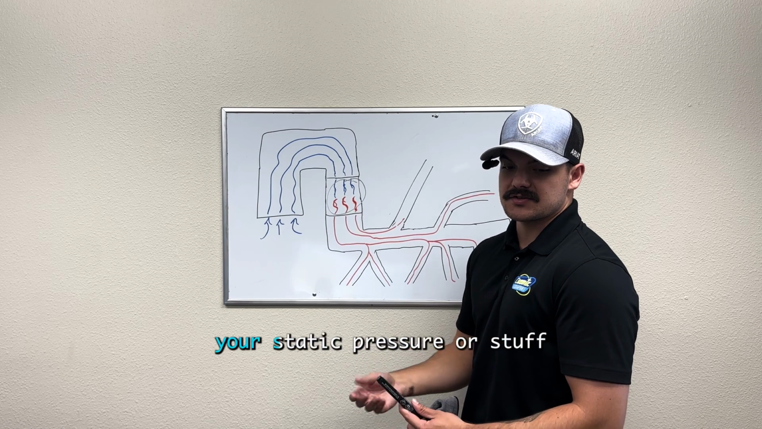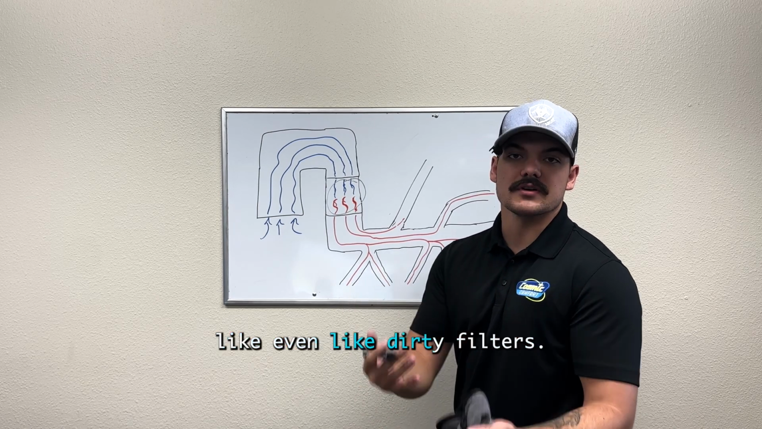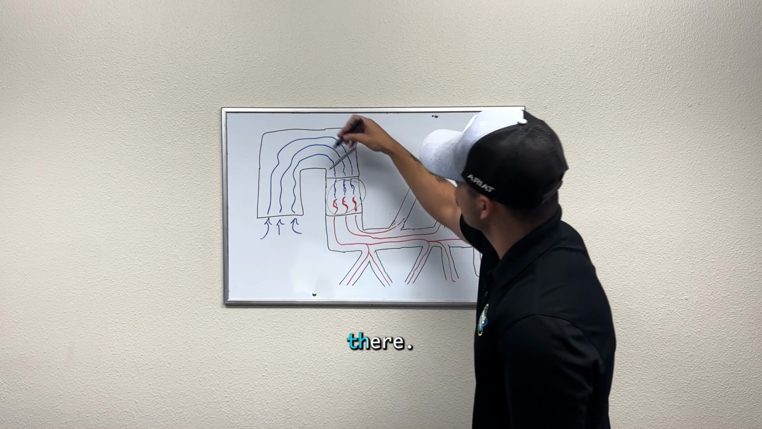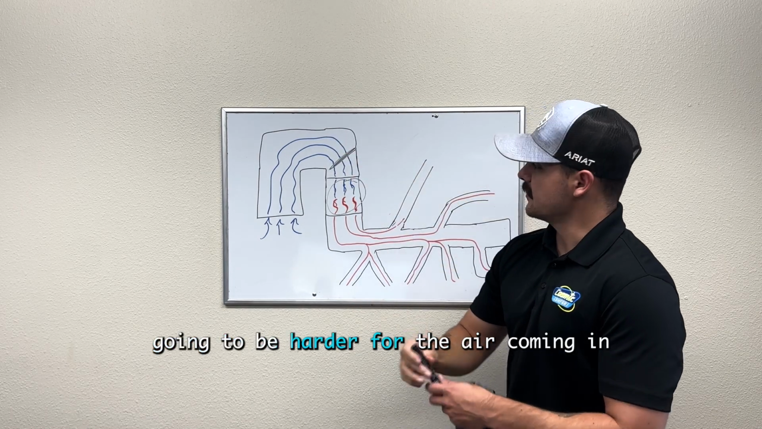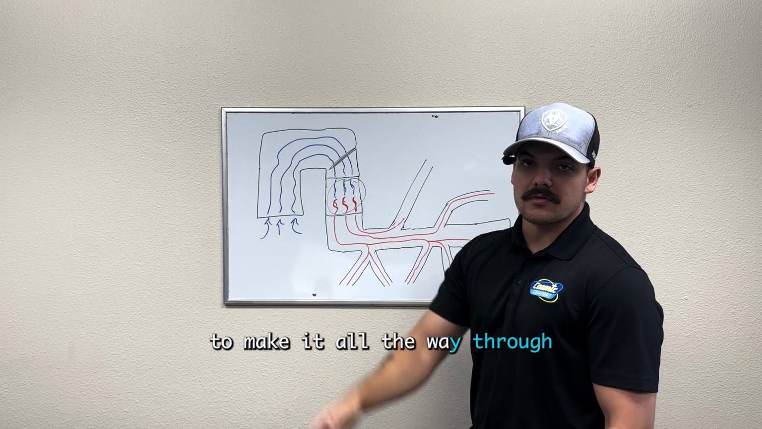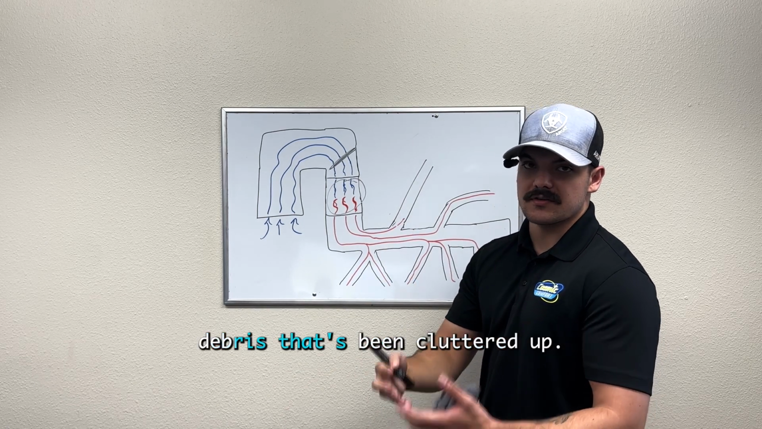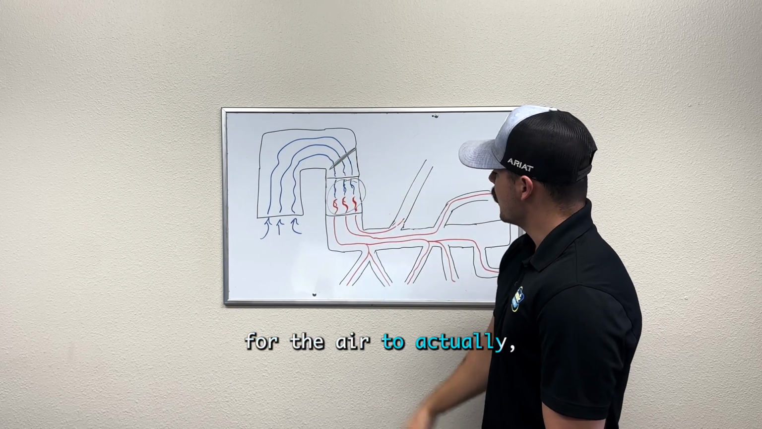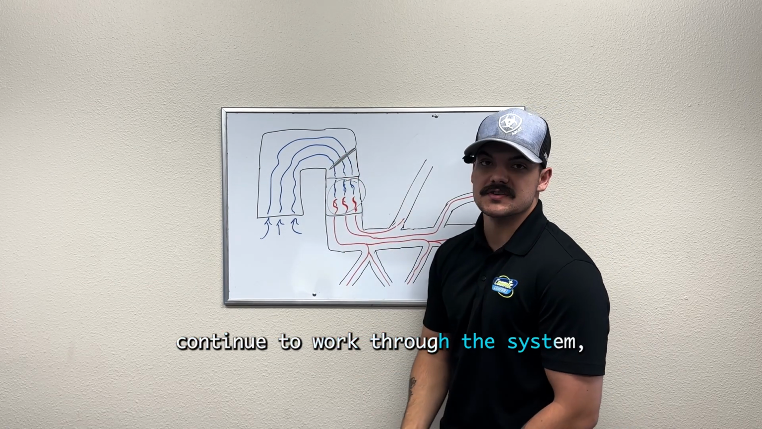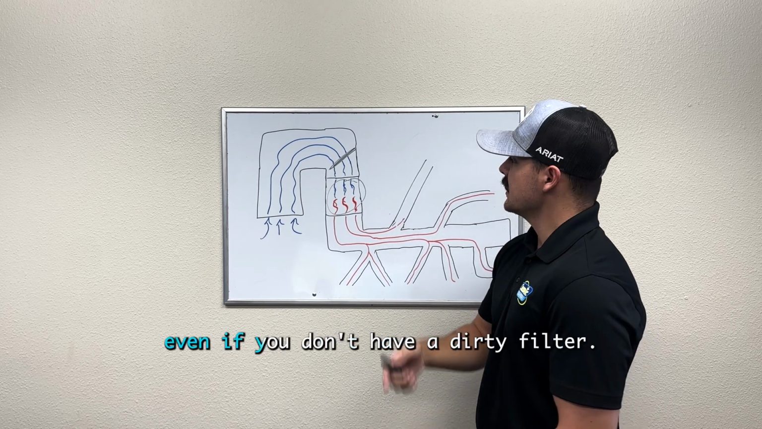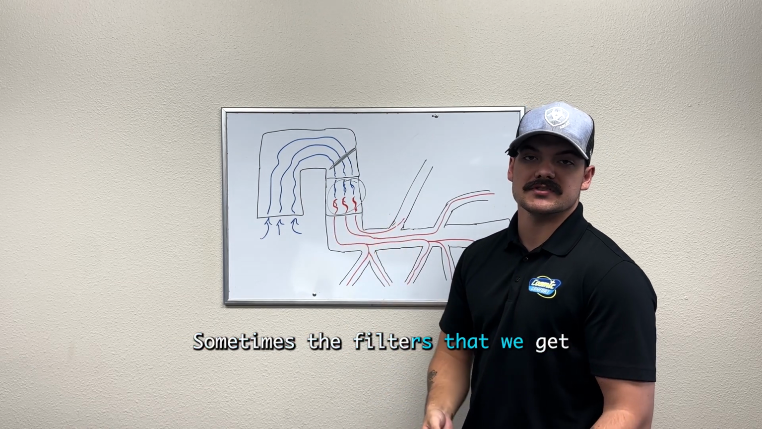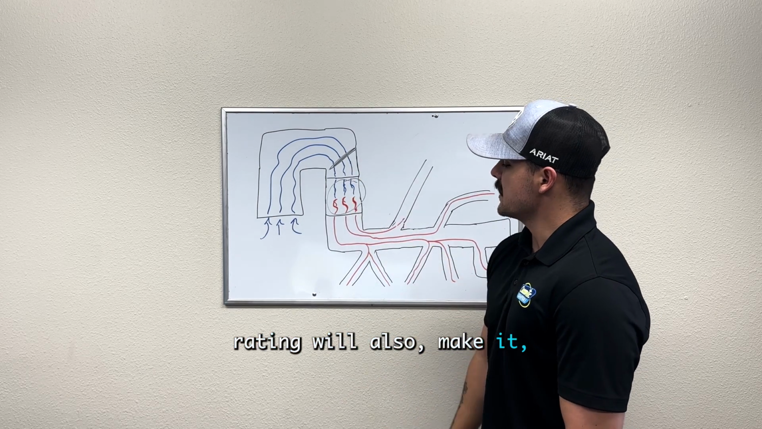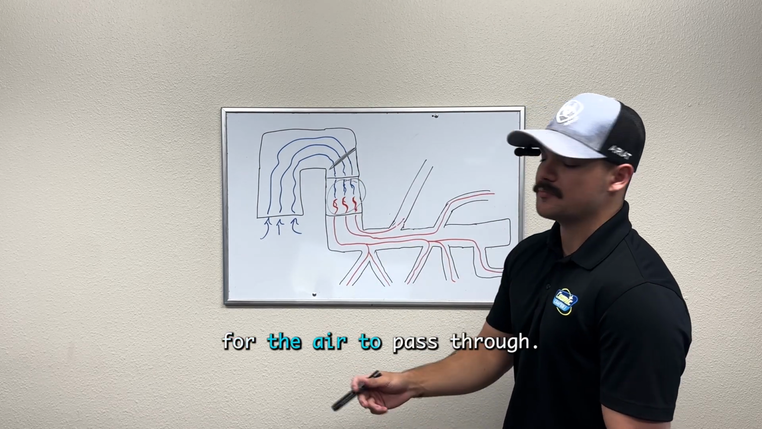Small things that can affect your static pressure are stuff like even dirty filters. So let's say you got a dirty filter right there. That dirty filter, it's going to be harder for the air coming in to make it all the way through because of all the debris that's been cluttered up. It's going to make it harder for the air to continue to work through the system, causing higher static pressure. Even if you don't have a dirty filter, sometimes the filters that we get, if they're too high of a MERV rating, will also make it very restrictive for the air to pass through.